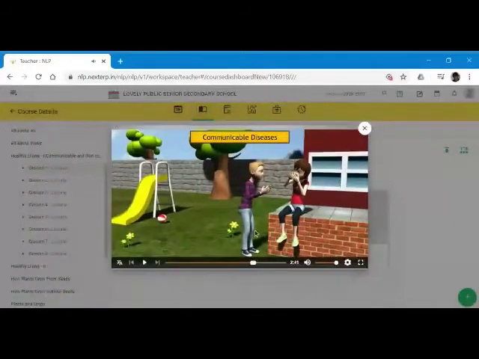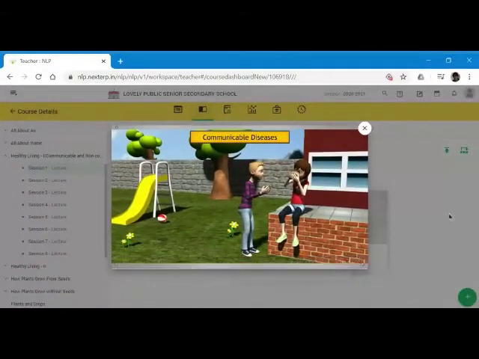For example, how does this communicable disease spread? A healthy person comes in contact with a sick person. Then the germs from the sick person get transferred to the healthy person. Now tell me how. How do the germs get transferred from a sick person to a healthy person? It can be because of many reasons.